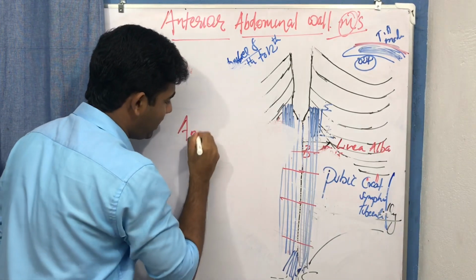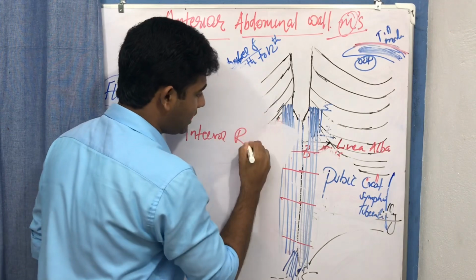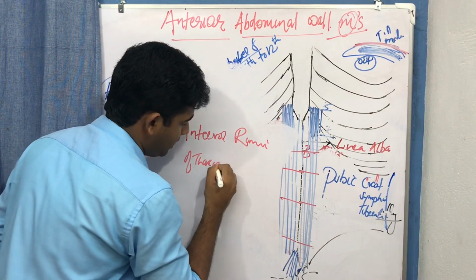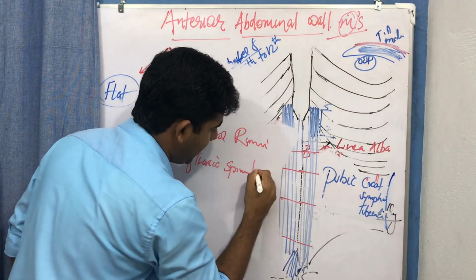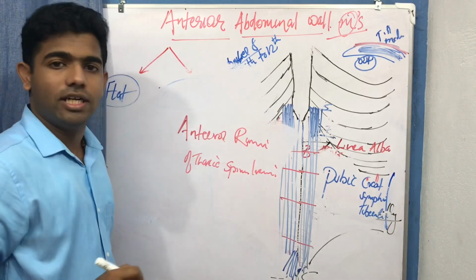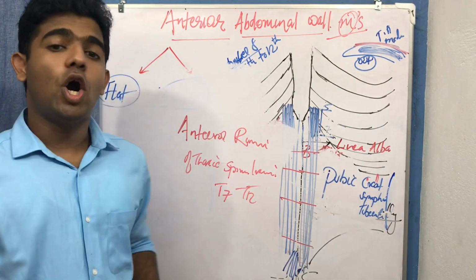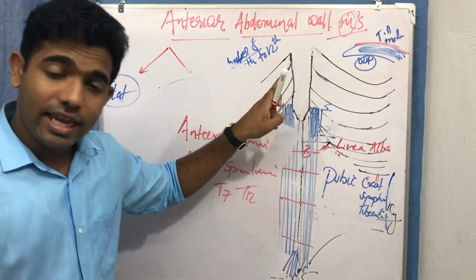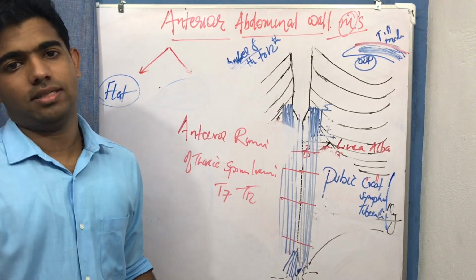They are supplied by the anterior, not the posterior, anterior rami of thoracic spinal nerves. They are all seen attached to the ribs. So anterior rami of thoracic spinal nerves, T7 to T12, the anterior rami of the lower 6 thoracic nerves. That is the nerve supply of internal oblique, external oblique, rectus abdominis, transverse abdominis.